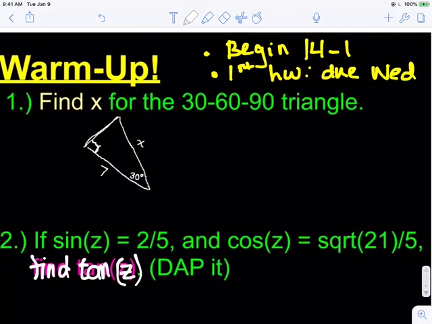So we're starting 14-1. Homework's due Wednesday. It might change to Thursday, but I'm planning on Wednesday. And yeah, 2 more minutes and then Stefan, you ready to come up? All right.